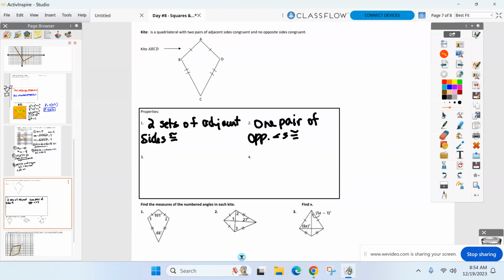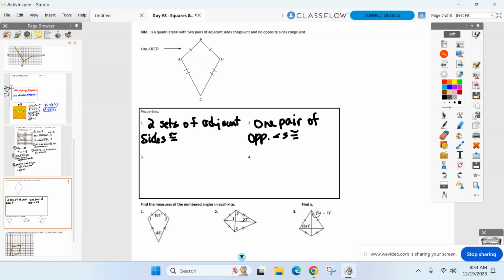Here's how I always remember it. I always know it's the angles in between the non-congruent sides. If you take a look, here are the two non-congruent sides. They meet at angle B. Here are the non-congruent sides. They meet at angle D. So the congruent angles are always the ones formed by the non-congruent sides.